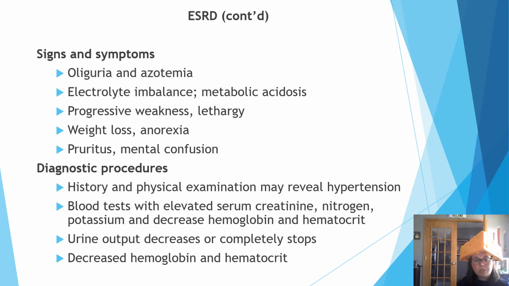Signs and symptoms include oliguria and azotemia, which is the elevation of nitrogen waste, electrolyte imbalances, metabolic acidosis, progressive weakness, lethargy, weight loss, most likely related to anorexia, pruritus, and mental confusion. Along with a history and physical exam, end-stage renal disease is diagnosed with blood tests revealing elevated serum creatinine, nitrogen, potassium, and decreased hemoglobin and hematocrit.